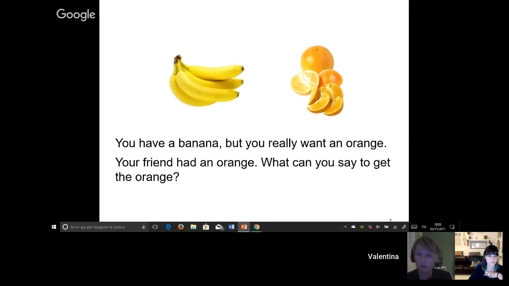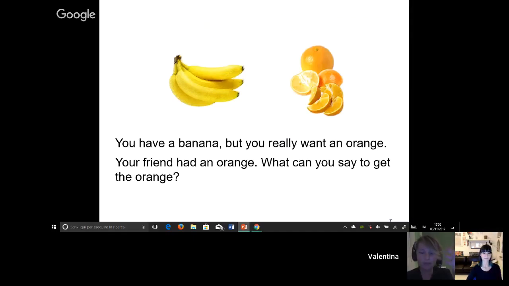What's nice about this task is that you can substitute the fruit with vocabulary that you've been working on. So for example, I could say to my students, you have a t-shirt, you want a pair of jeans. Your friend has a pair of jeans. So what can you say to get the pair of jeans? And it's about teaching students to highlight qualities, to approach something as basic as a t-shirt or a banana and make it sound more interesting. You want to swap this fruit with your friend or this t-shirt with your friend.